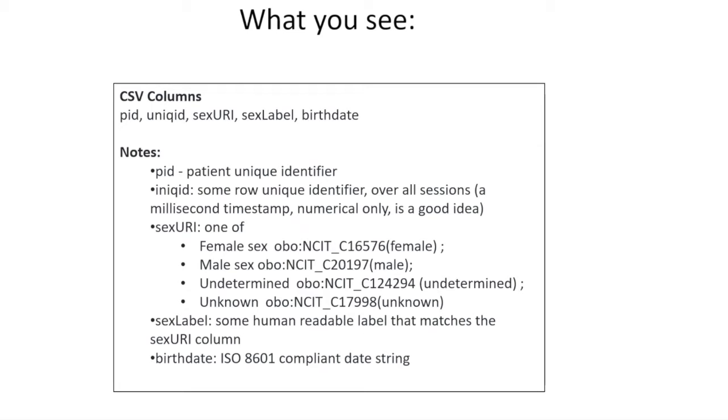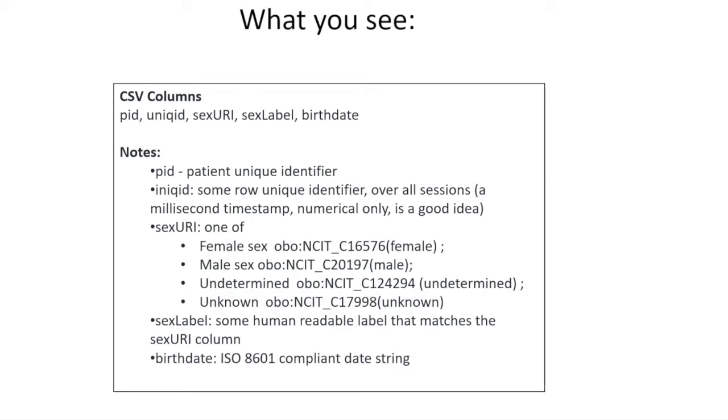So what you will see is a document like this, which is the documentation for a CSV file. It has columns PID, which are patient unique identifiers, and unique ID, which is some globally unique identifier. I use a millisecond timestamp, but whatever you want, as long as it's universally unique. A sex URI, so this is for the personal information CDE. So the personal information CDE has gender and sex and birth date.